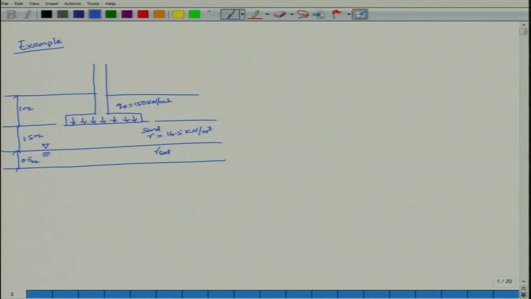Gamma saturated is 17.5 kilonewton per meter cube, and there is a soft clay, normally consolidated clay. NC means normally consolidated clay. This depth is your 2.5 meter, and these properties are given.